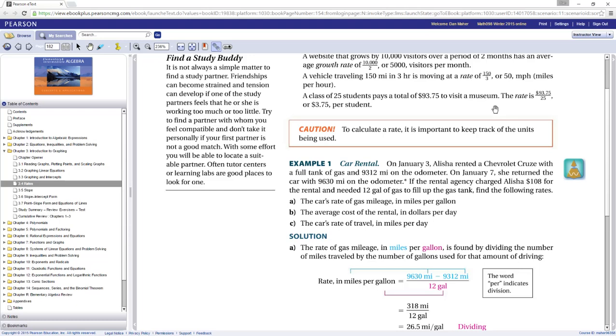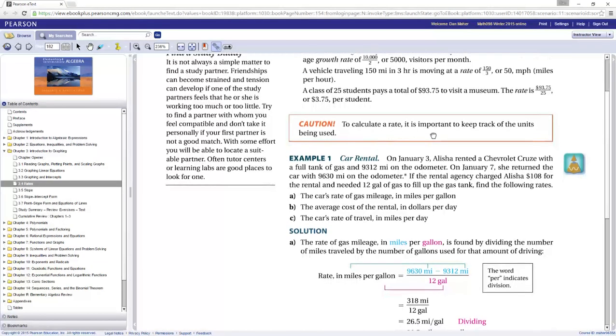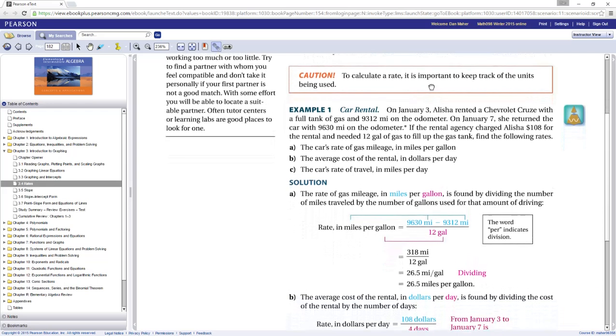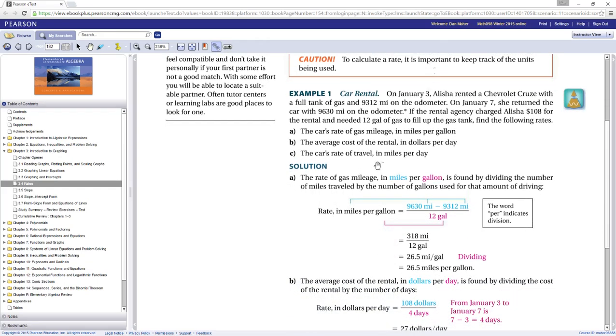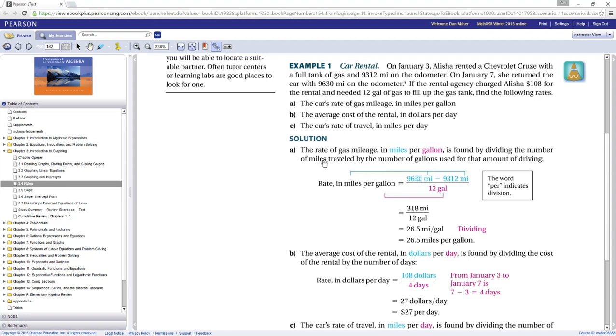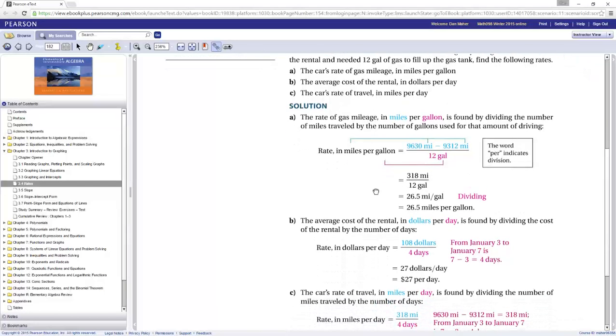Okay. So caution, it says to calculate it's important to keep track of the units being used, and that's very important. If we think about this car rental deal here, they're going to have a rate. They're going to say you're going to need to fill up, and if I want to find out how many gallons of gas needed, 12 gallons of gas to fill up the gas tank, find the following rates. Kyle's, goes through all this kind of stuff. Well, when I end up with this fraction, they're going through that stuff, and that's important how they set up. I'm just not going to spend much time there.